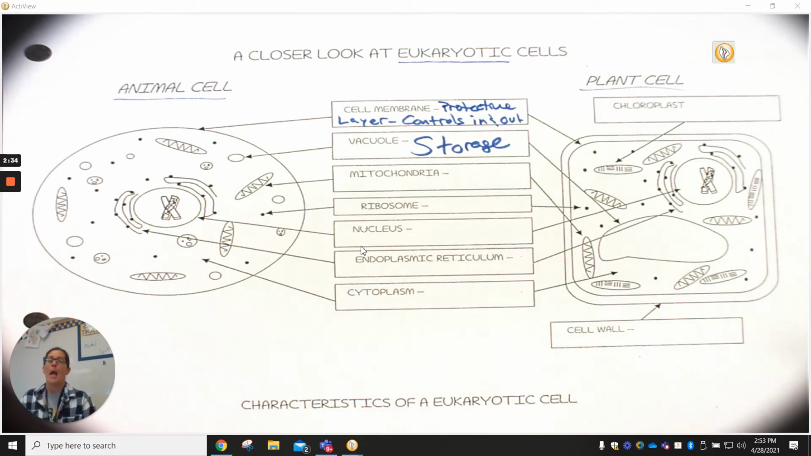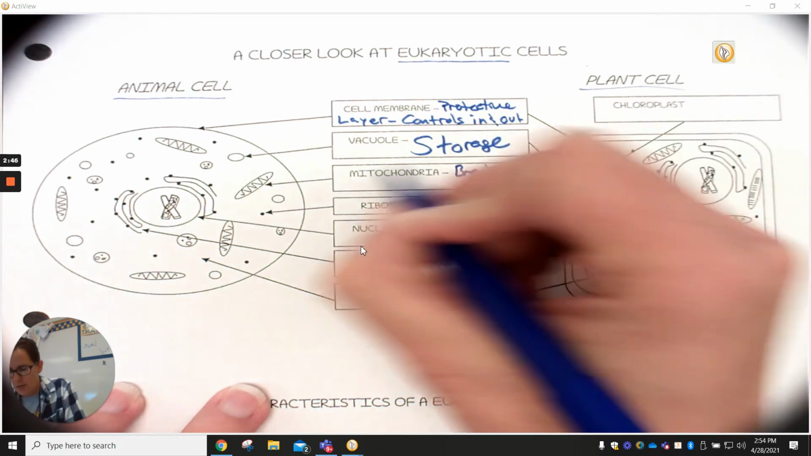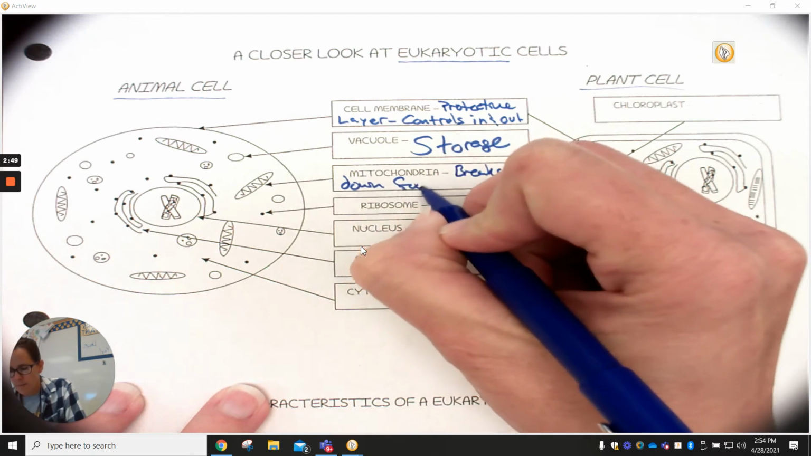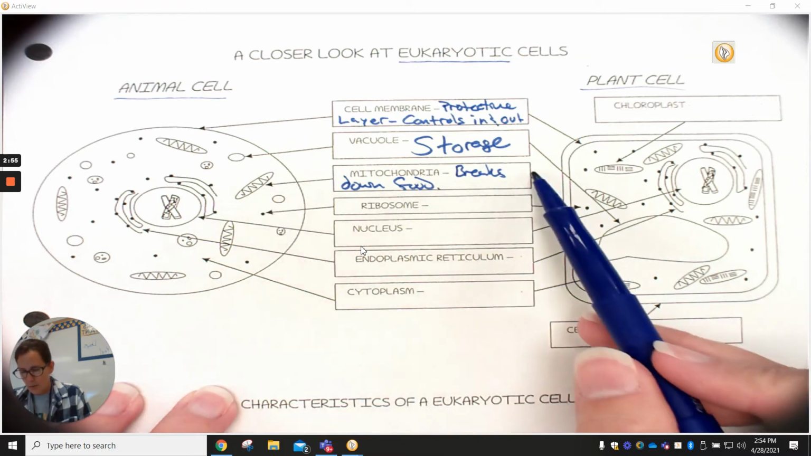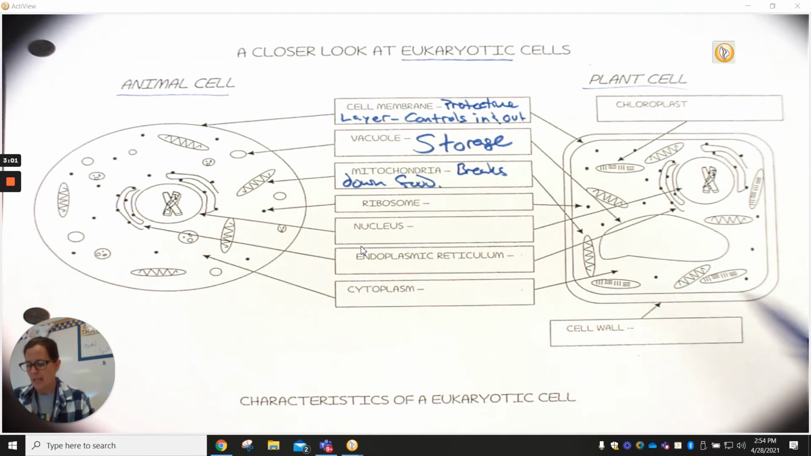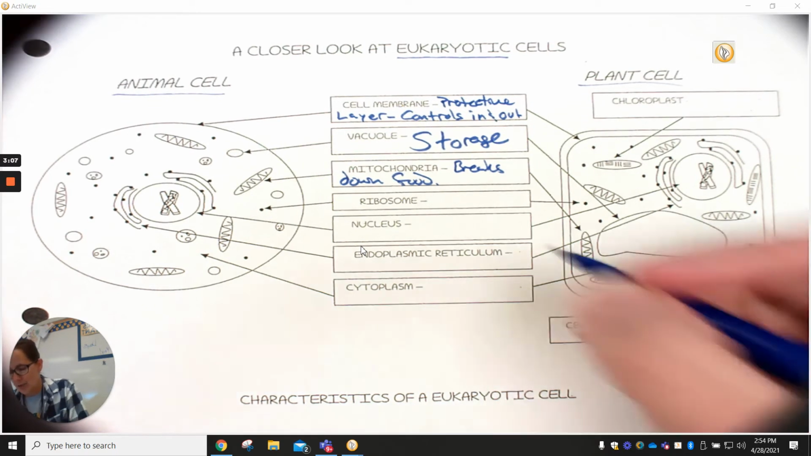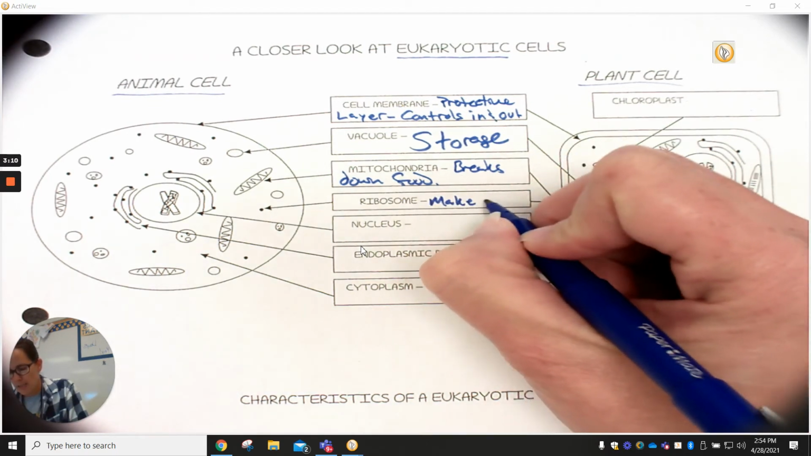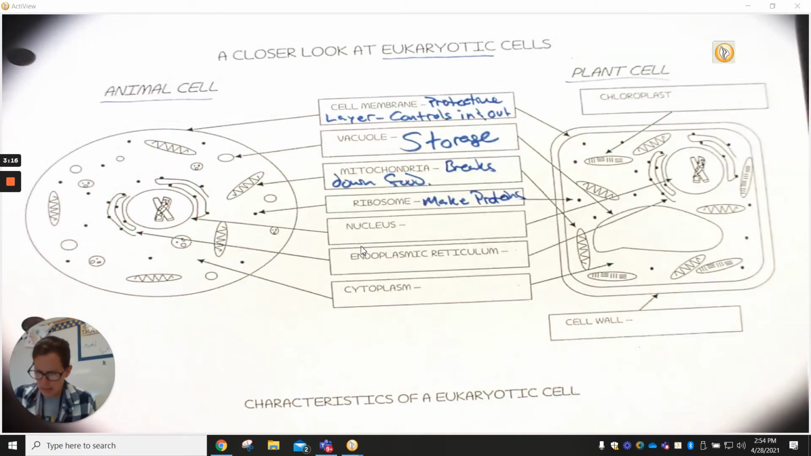Next, we have a really fun one to say, mitochondria. The mitochondria breaks down food and it releases energy. So here we're just going to put that it breaks down food. So if you follow your arrows, there is a mitochondria in the animal cell, and it kind of looks almost the same for the plant cell. So mitochondria breaks down the food. Next on the list is a ribosome, and a ribosome makes the proteins. So all we're going to put here is make proteins. I had to kind of squish it in there. That says proteins, kind of.